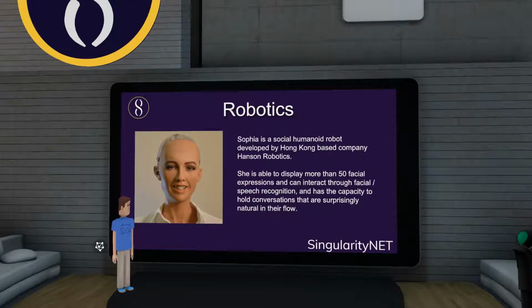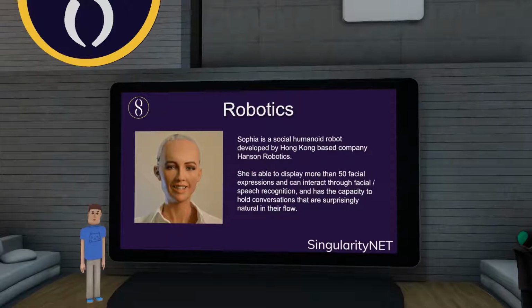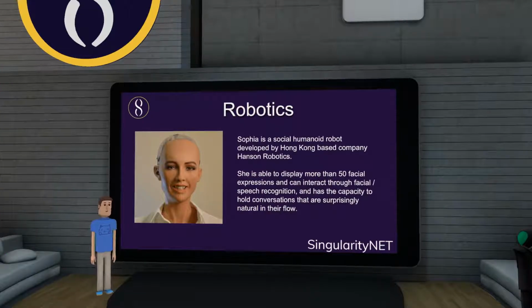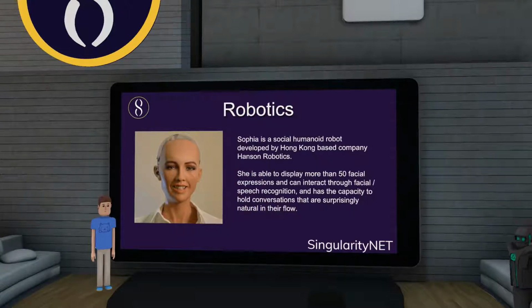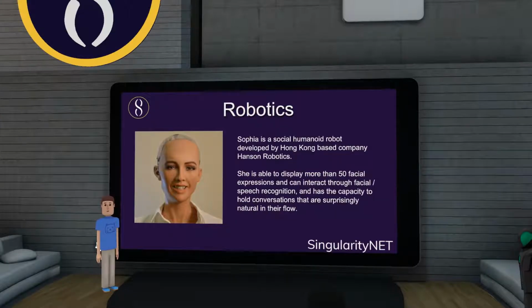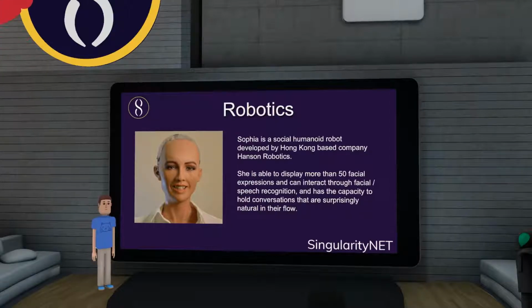Sophia, obviously famously, gained citizenship in Saudi Arabia, which caused quite a lot of controversy, but genuinely, Hanson Robotics has nothing but the best interest in really trying to help mankind and bring social robots to the forefront. Once we have artificial general intelligence, I mentioned SingularityNET earlier, if we could plug Sophia into SingularityNET, then she could gain the computational power of all different AIs.